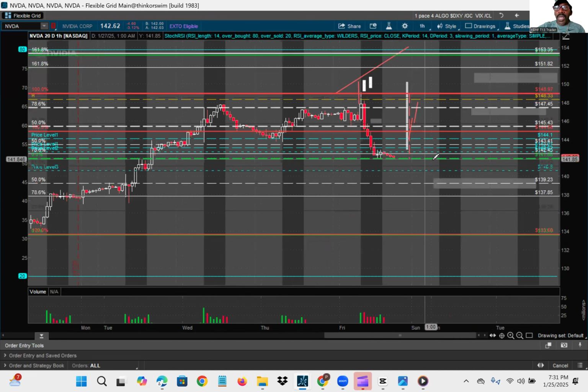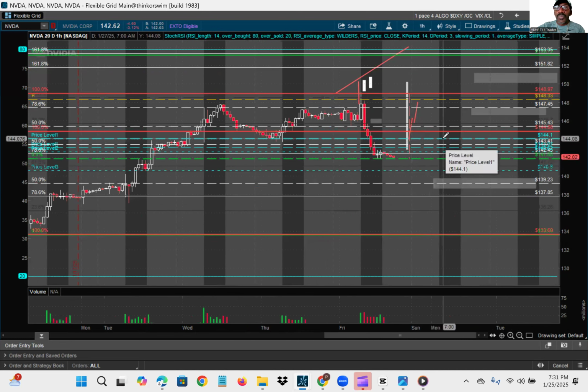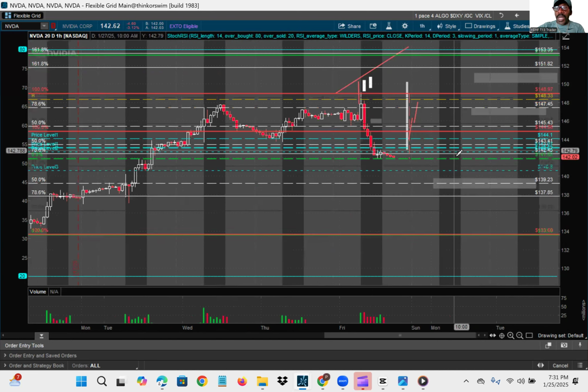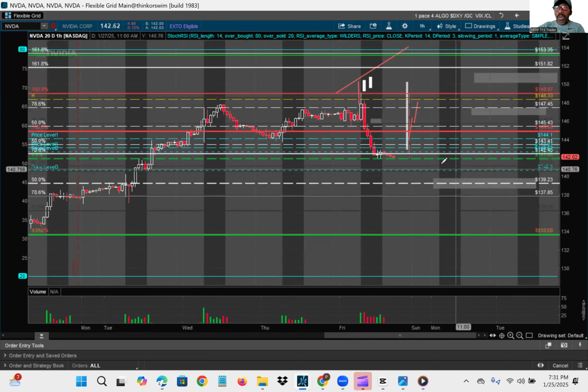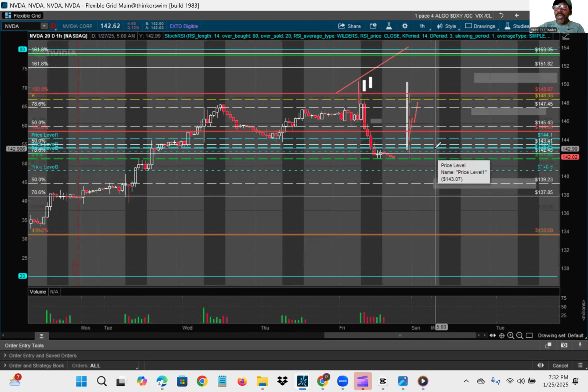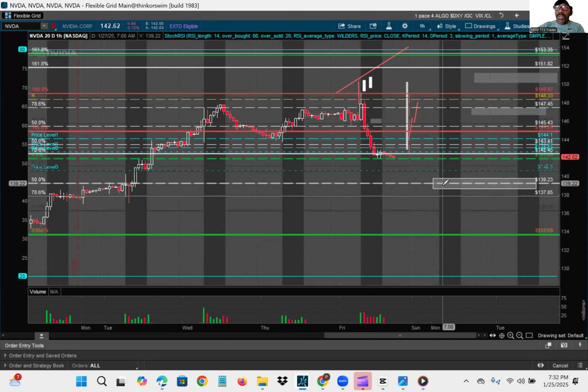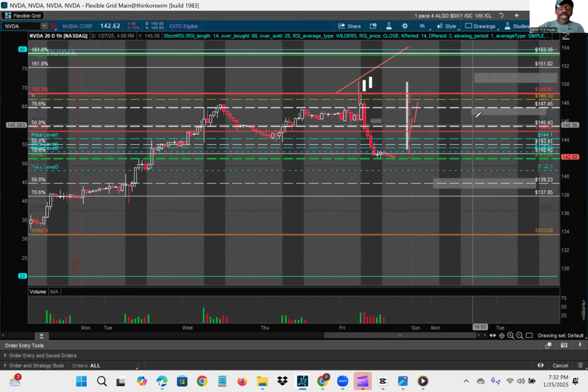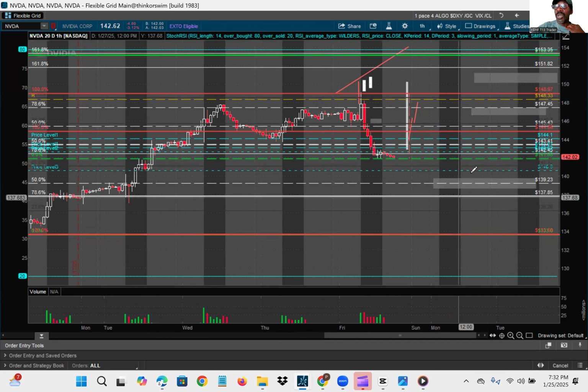We're waiting. Say it gaps up and it resists the market support, then it's going down to 140. But if it opens up below yesterday's high here, it's going down to 139 and then maybe shoots back up. We don't know, but at least nothing's going to be a surprise.